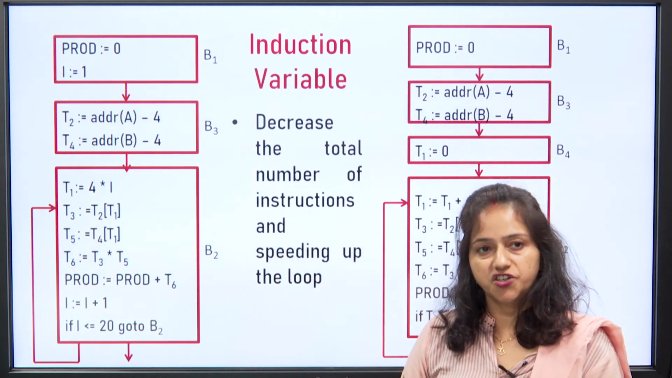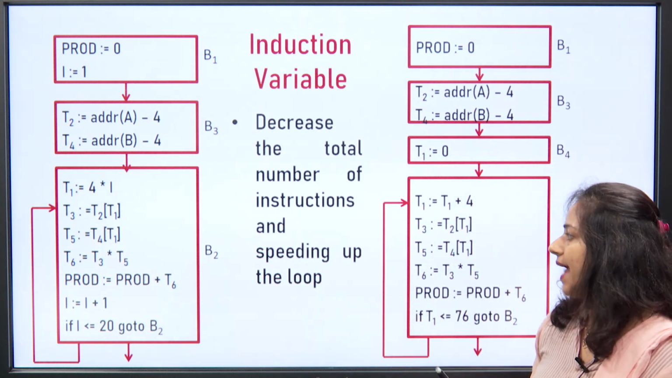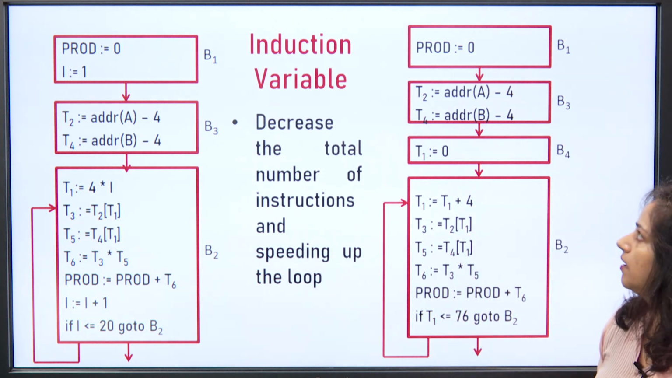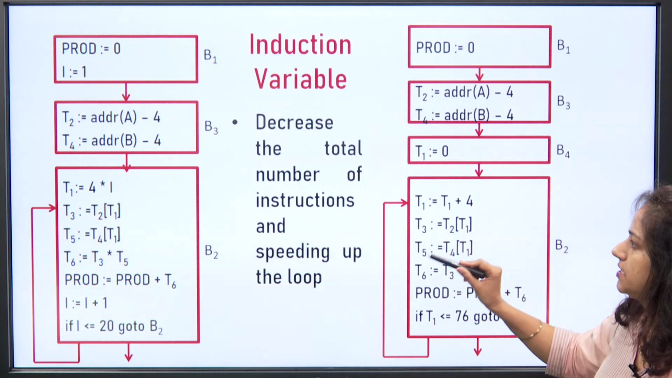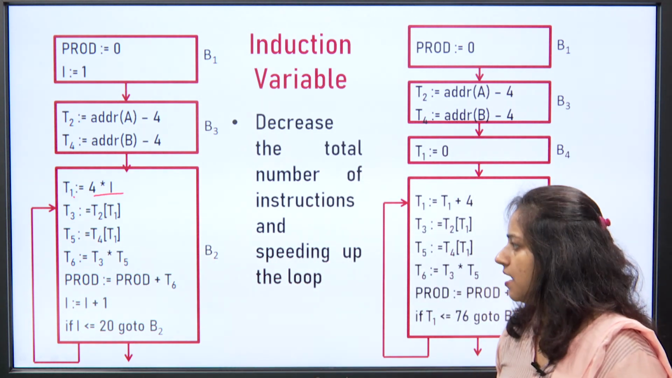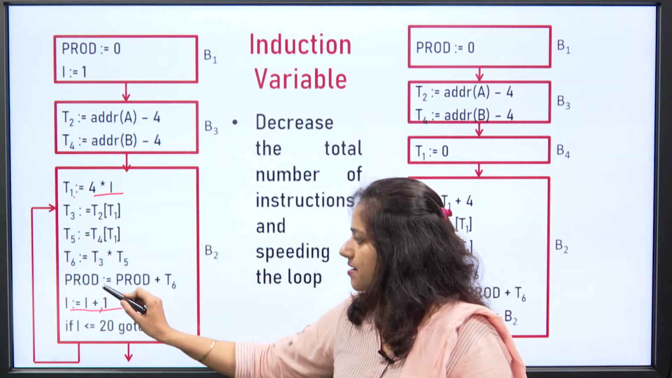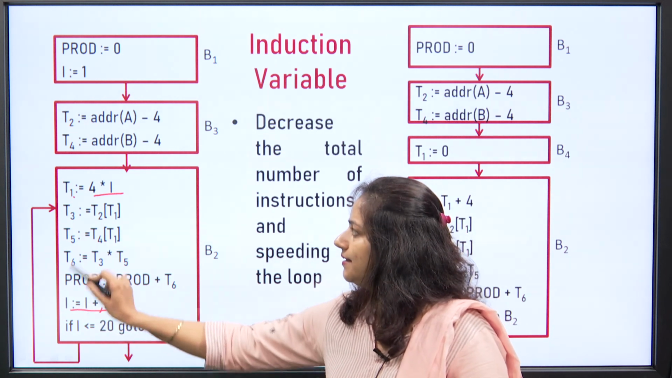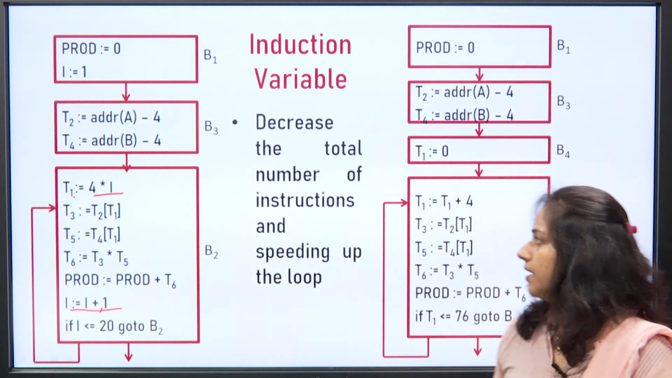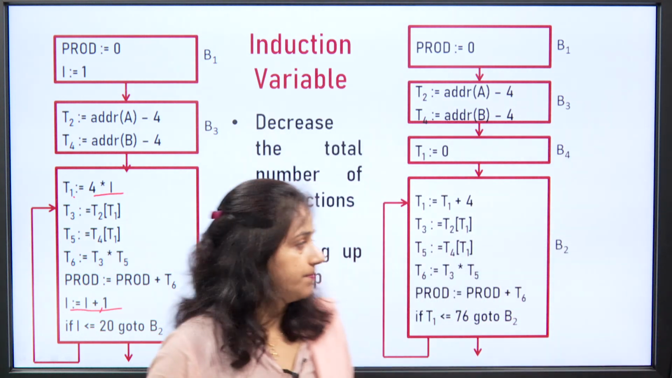Next is the induction variable, which decreases the total number of instructions and speeds up the loop. Here we can see that T1 is equal to 4 into I, and I is equal to I plus 1. So, this I is increasing in this loop, and then this I will be multiplied by 4 and T1 will be updated. So, with the induction variable we will try to eliminate I from here.